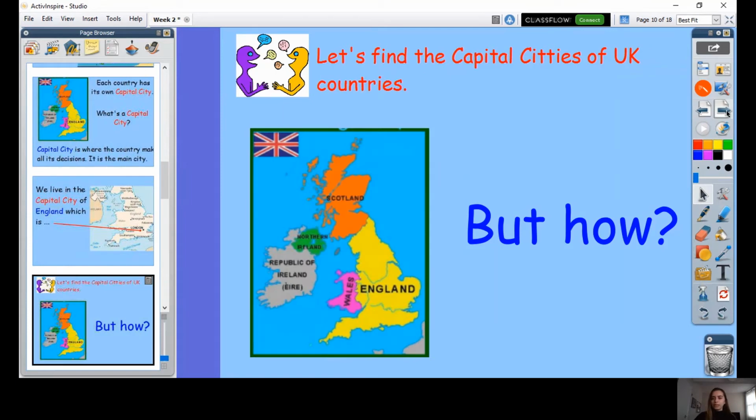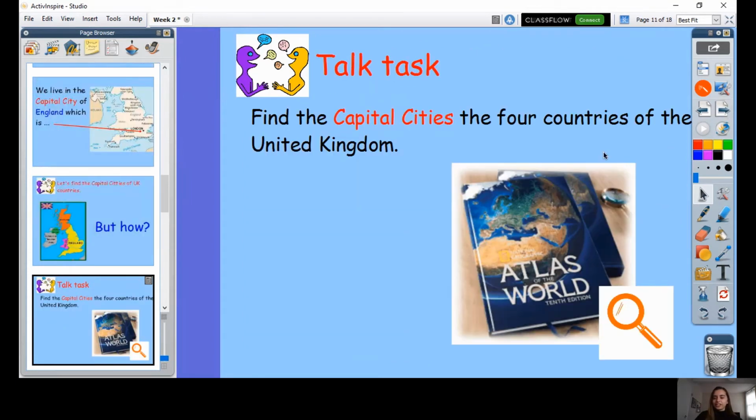We need to find all the capital cities of the UK, but how are we going to do that? Can you tell me, thinking back to last week, what can we use to find all the capital cities? Excellent. We can use our atlas to help us find the capital cities. So I want you to go off and get your atlas. If you have an atlas at home, I want you to find the capital cities of the UK. So the capital city of Scotland, Wales, Northern Ireland and England on your atlas.